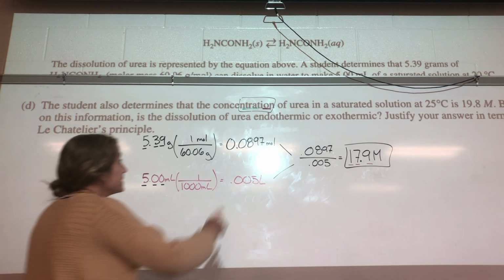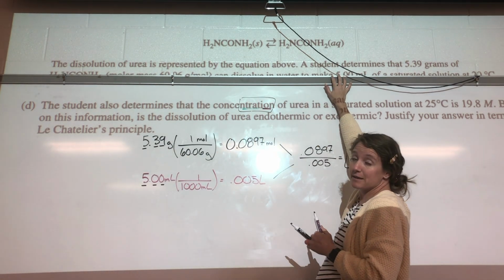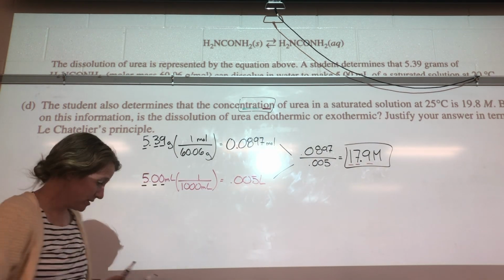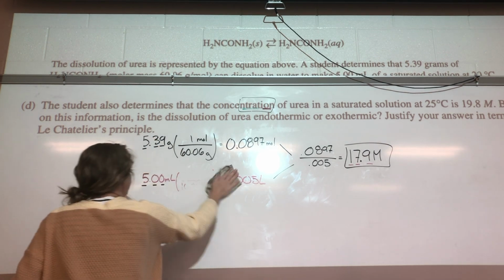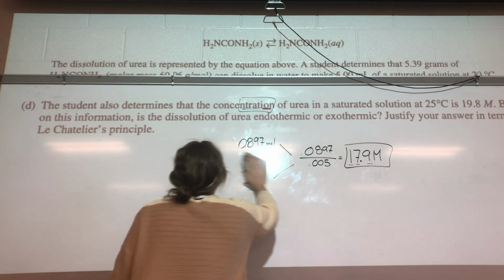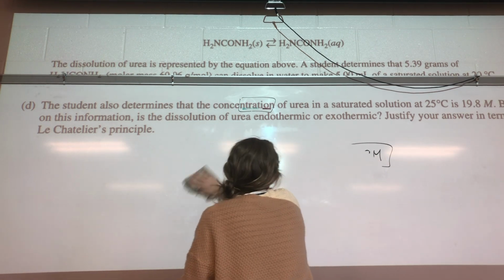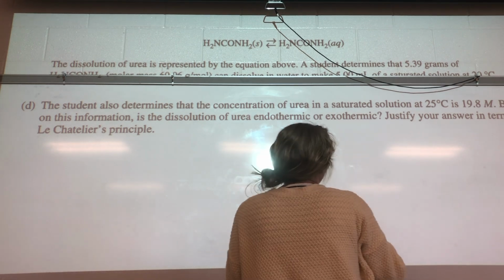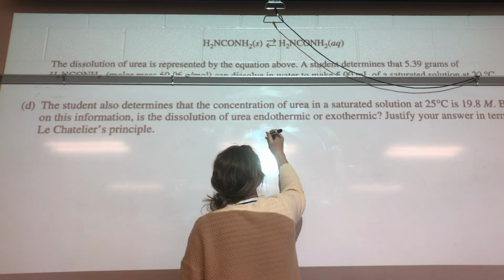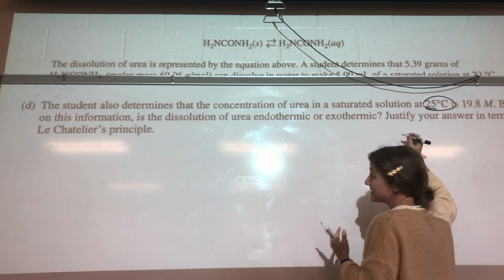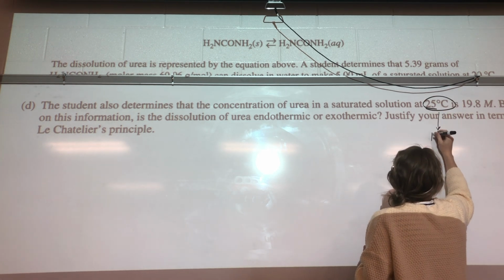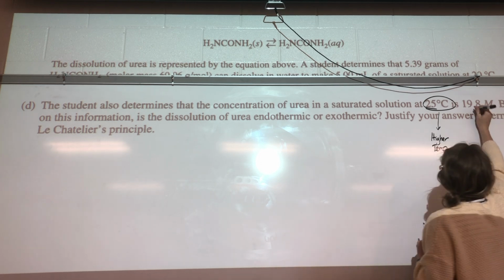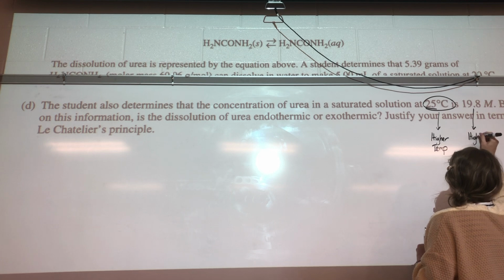Once again, I put that given information because it's a key component in answering this question, and if you ignore it, it can be quite confusing of what to do or where to go. So they say that the student determines that the concentration of urea in a saturated solution at 25 degrees is now 19.8. So the first thing you need to identify here is that the temperature went up because in part C it was at 20. So we have a higher temperature and we have a higher concentration.